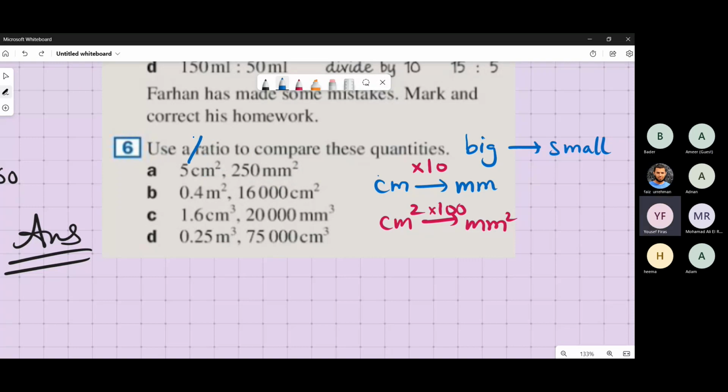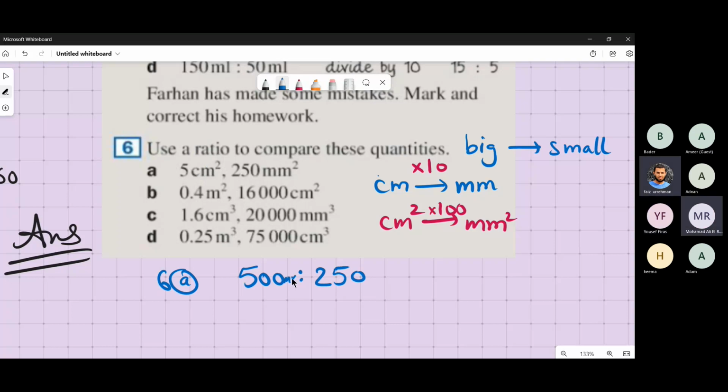500 millimeter square. So this answer will be what? 6a will be what? 500 to 250. Divide by 5. mm square here and mm square here will also get cancelled out. So I'm not going to write it here.